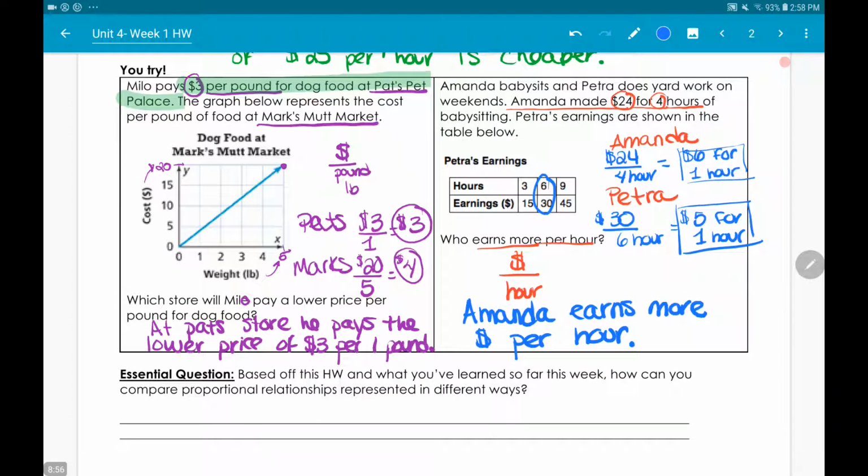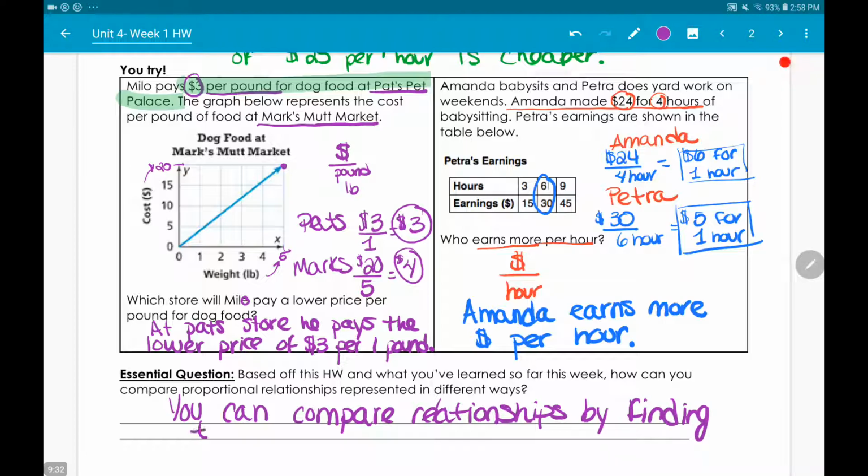All right, and last question. Based off this homework and what you learned so far this week, how can you compare a proportional relationship represented in different ways? I want you to take a look at what we wrote in the beginning of this homework and complete the sentence. So, the sentence we were looking for is you can compare relationships by finding their unit rates. Good job.